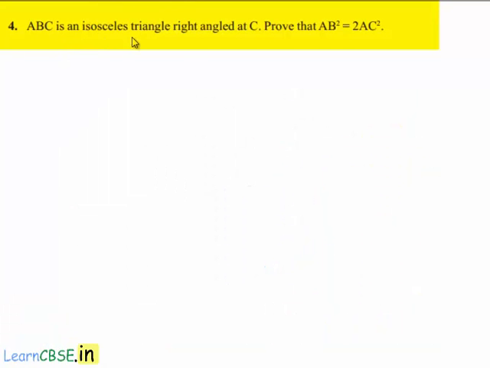ABC is an isosceles right angle triangle. Prove that AB square is equal to 2 AC square. Now moving on to the solution.